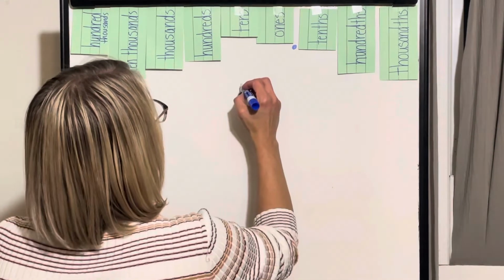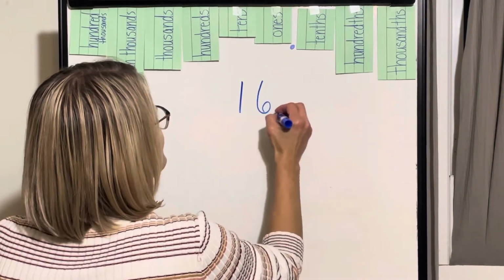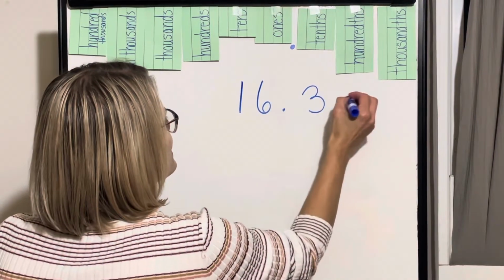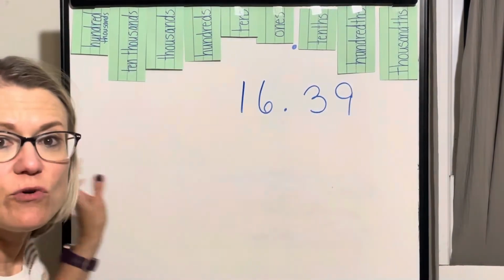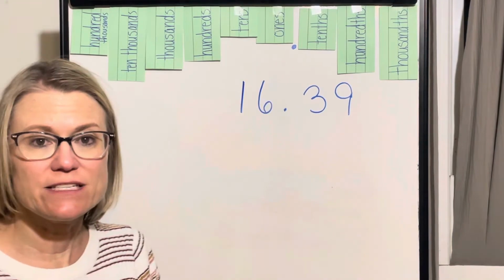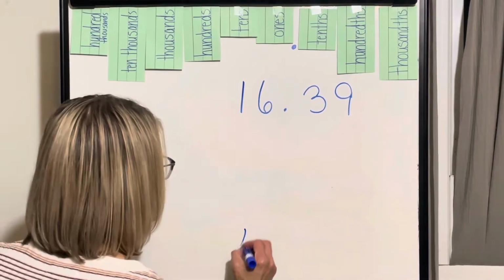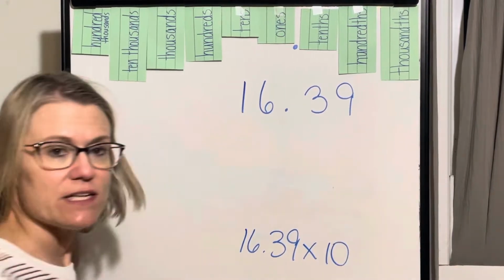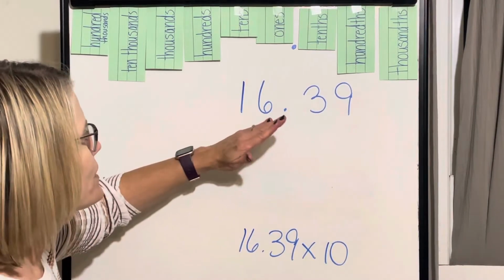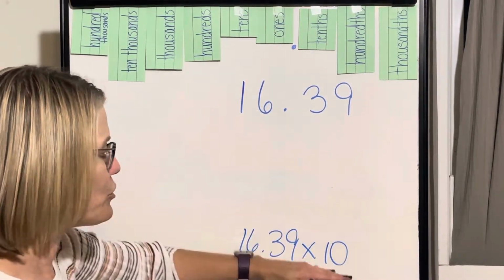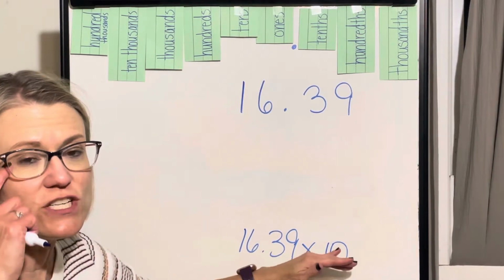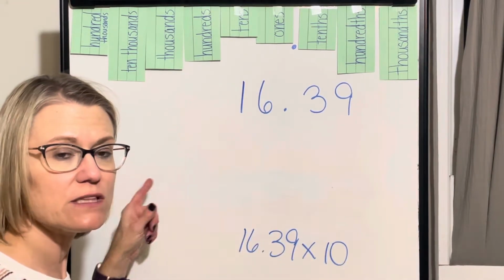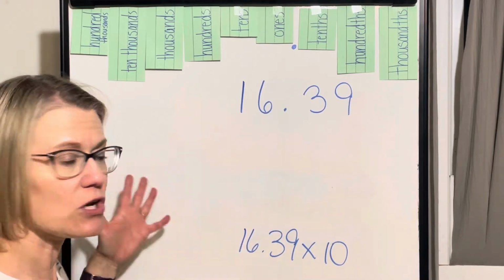So let's go ahead and start with 16 and 39 hundredths. And we're going to take that number and multiply it times 10. So 16 and 39 hundredths times 10. All right, so when we change this number by multiplying it times 10, we are shifting it one place to the left to make the number larger.